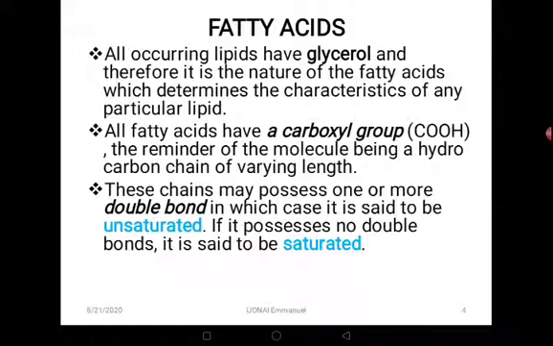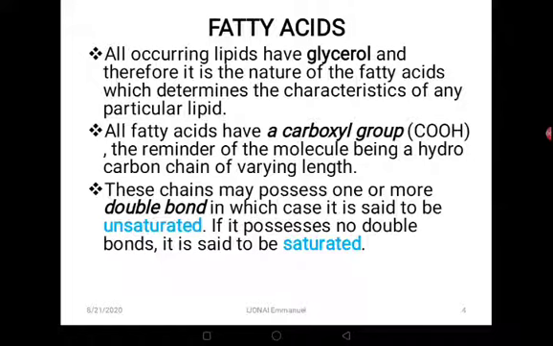Depending on the type of fat and the fatty acid present, all fatty acids have a carboxyl group, COOH. The remainder of the molecule is a hydrocarbon chain which has a varying length. So in a fatty acid, there are 2 major groups: a carboxyl group, COOH, which is very reactive, and a carbon chain, which is long or short depending on the fatty acid.